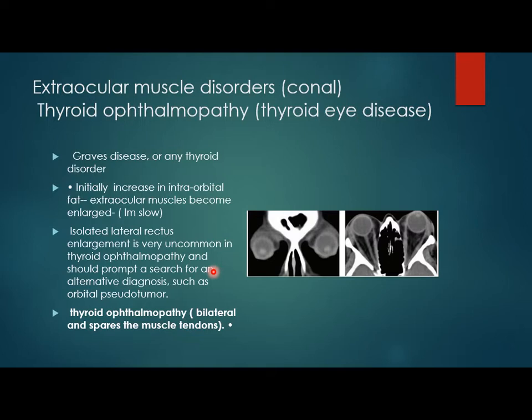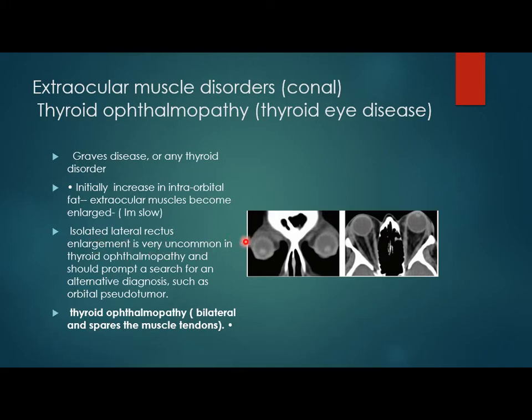Extraocular muscle disorders, conal: we have thyroid ophthalmopathy, thyroid eye disease. Graves' disease is the most common cause, but any thyroid disorder may affect the eye. First, there is proliferation of the fat, an increase in the intraorbital fat. Then later on, the extraocular muscles become enlarged in this order: first inferior rectus, medial rectus, superior oblique, then lateral rectus.